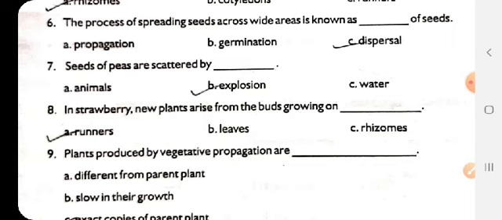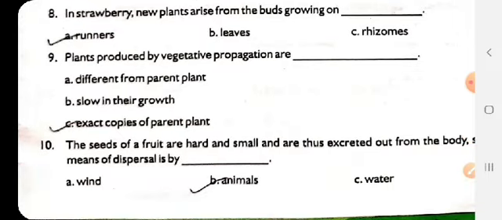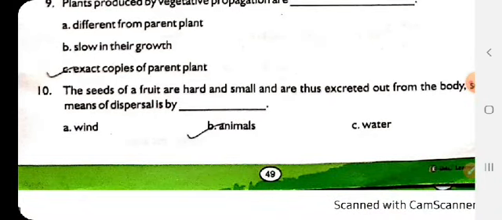The process of spreading seeds across wide areas is known as dash of seeds. It is said to be dispersal. Seeds of peas are scattered by dash. Animals or explosion, that is by the explosion. As in the strawberry, new plants arise from the buds growing on runners, leaves or rhizomes. Answer will be runners, that is the stems which lie on the ground. Plants produced by vegetative propagation are different from parent plants, slow in their growth, or exact copies. They are exact copies of their parents.